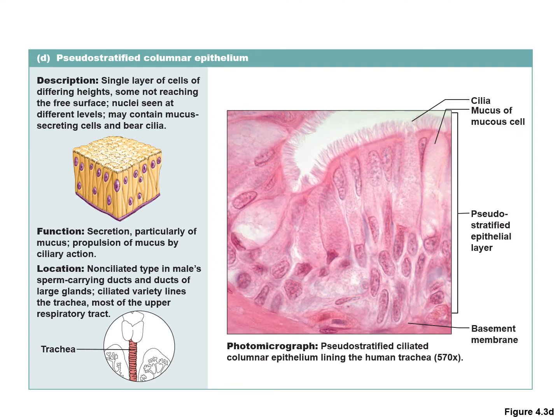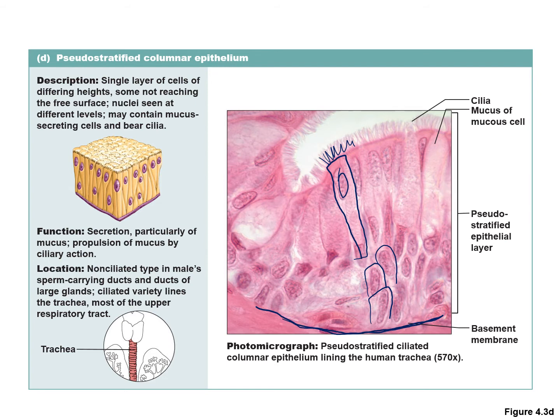Okay, this type of epithelium is pseudostratified columnar epithelium. What is interesting about this epithelium is that when you look at the photomicrograph, here's our basement membrane, and it seems like we have several layers of cells, and definitely the apical cell is columnar, right? And it has cilia on the top, but this is not actually the case.